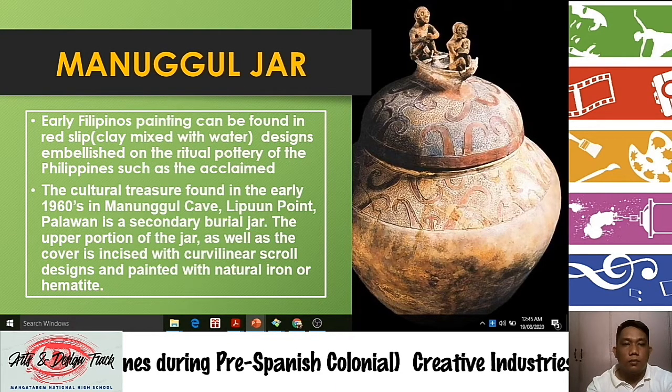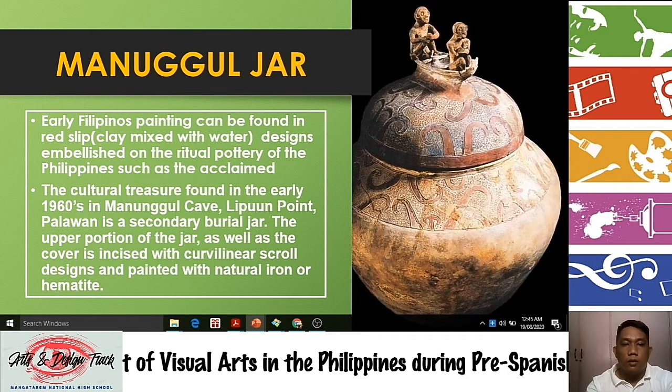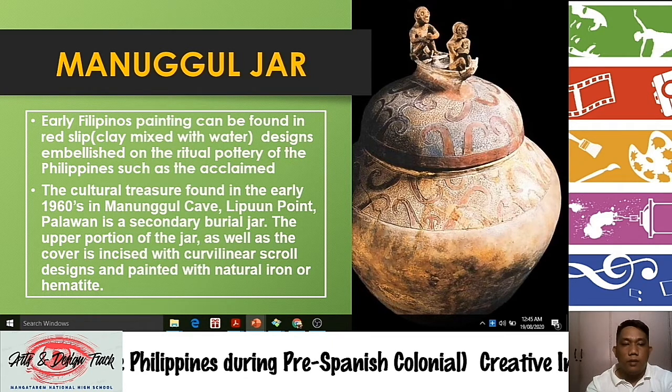The cultural treasure found in the early 1960s in Manunggul Cave, Lipuun Point, Palawan is a secondary burial jar. The upper portion of the jar, as well as the cover, is incised with curvilinear scroll designs and painted with natural iron or hematite.